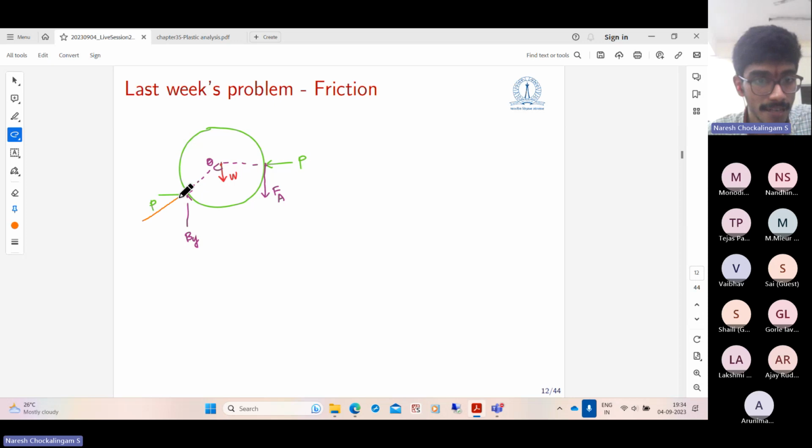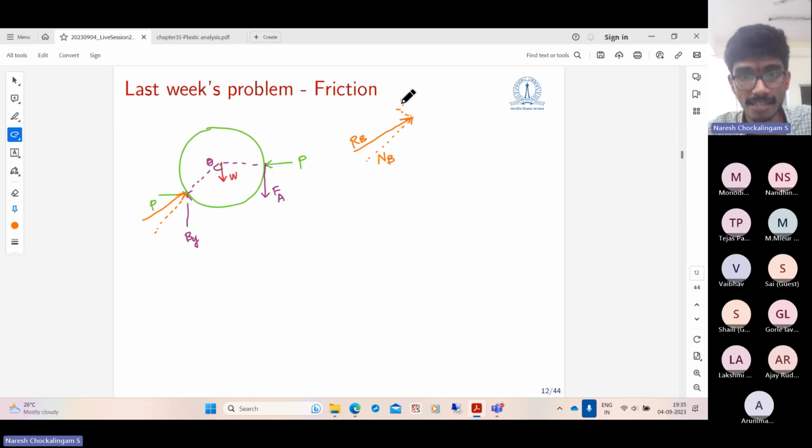So the resultant is something like this. And the normal to the surface is something like this. So this is the resultant. This is the normal to the surface. So this is the tangent to the surface. So the resultant has two components. This is RB. One component is normal to the surface and the other component is tangential to the surface.